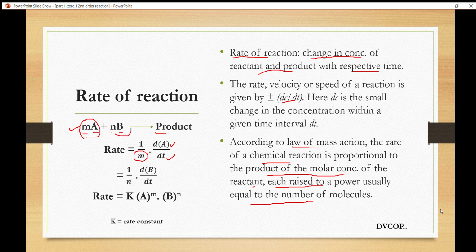Similarly, for reactant B, we can determine the rate, that is 1 upon N into dB divided by dt. According to the law of mass action, the rate of this reaction is determined by using A raised to M into B raised to N. In this equation A and B are the reactants and M and N are the number of moles of each reactant respectively. Here K is the rate constant.